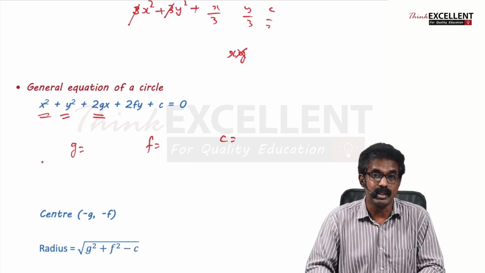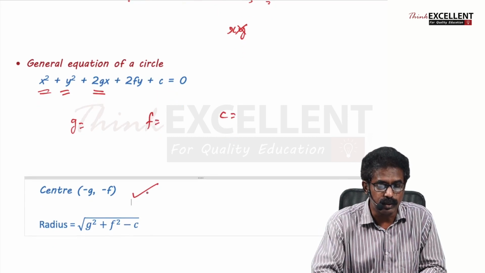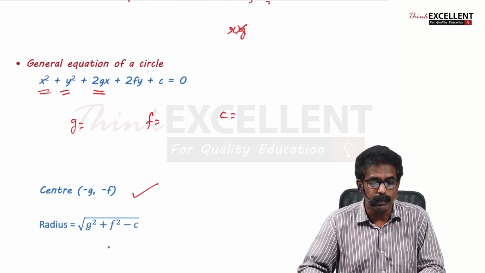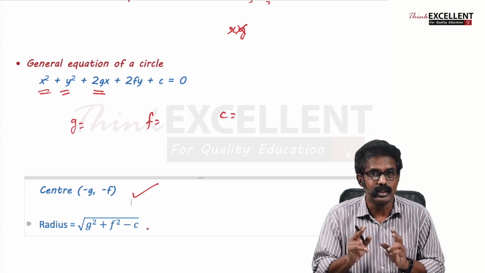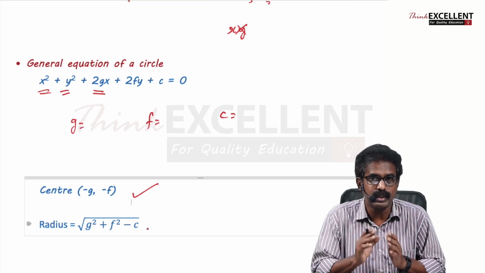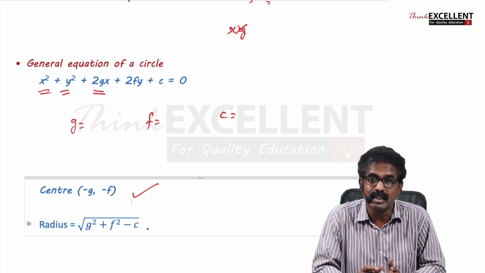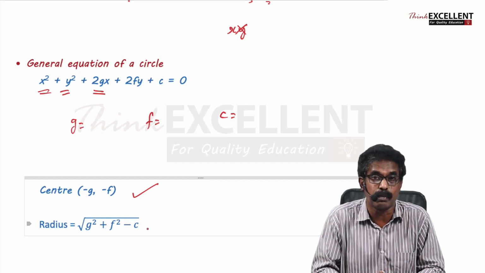Center is minus g, minus f, and radius is equal to root of g square plus f square minus c, everything inside the root. So you identify 3 letters: g, f, c. Once you know g, f, c, you can find the center and radius. What is the center formula? Minus g, minus f, and radius is root of g square plus f square minus c.